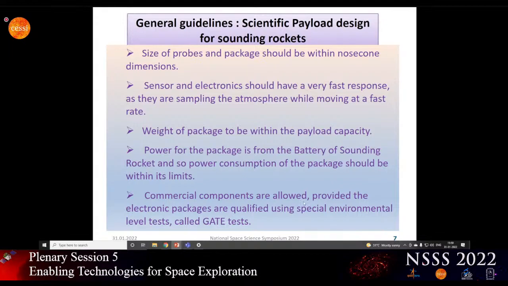Commercial components are allowed, unlike satellite missions, but the main thing is that the electronic package with these commercial components is also to be qualified using special environmental level tests, which we call the gate test.